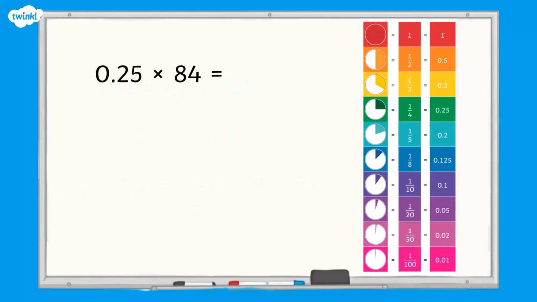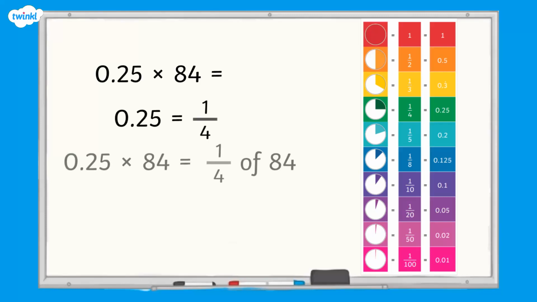What about if we wanted to calculate 0.25 multiplied by 84? Which decimal and fraction equivalent would we use? 0.25 is equivalent to 1/4, so we need to calculate 1/4 of 84. We can do this by dividing by 4. 84 divided by 4 equals 21. So 0.25 multiplied by 84 equals 21.